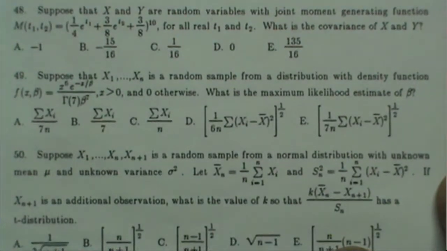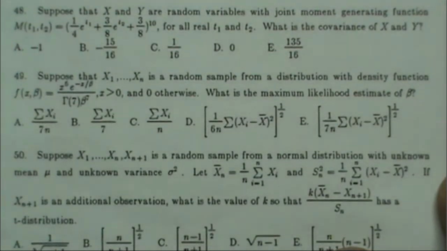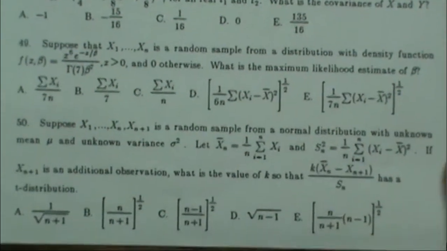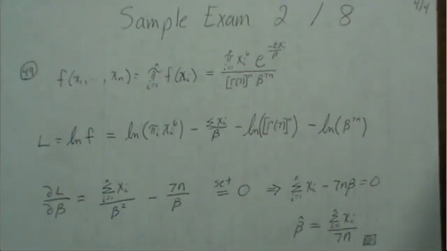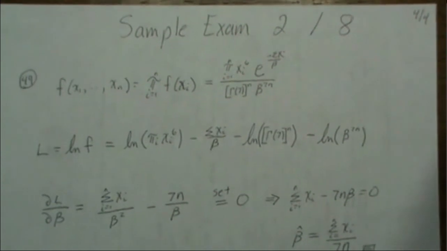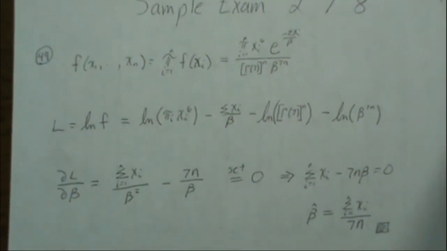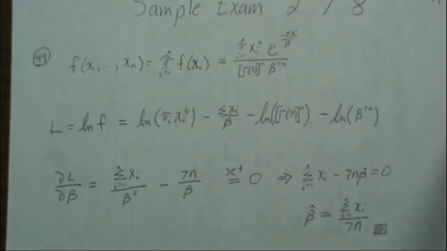Problem 49. Suppose that x1 through xn is a random sample from a distribution with density function f of x given beta and 0 otherwise. What is the maximum likelihood estimate of beta? Here it's asking us, for problem 49, to find the maximum likelihood estimate for beta, given a sample of size n.